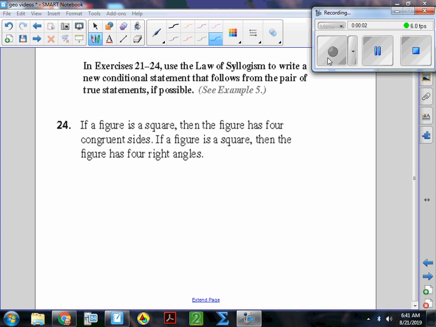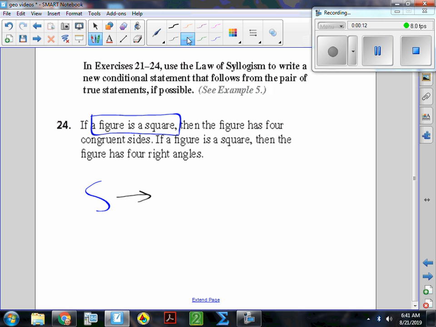For number 24, I'm going to use symbols to write this out to see what it looks like. It says, if a figure is a square, then the figure has 4 congruent sides. I'm going to use F for 4 congruent sides. So if a figure is a square, then it has 4 congruent sides.